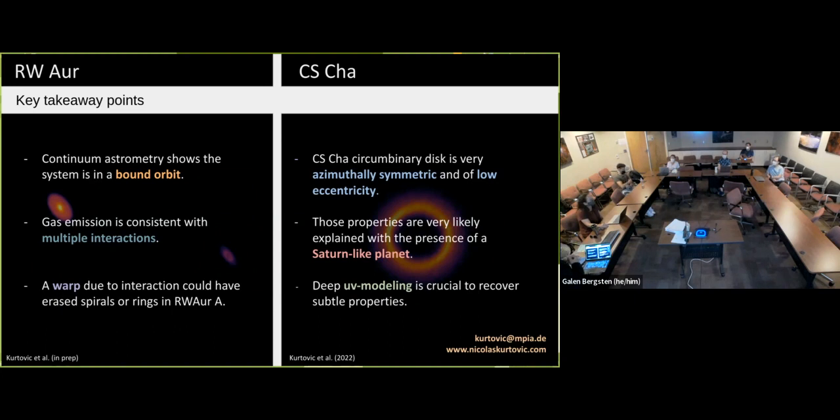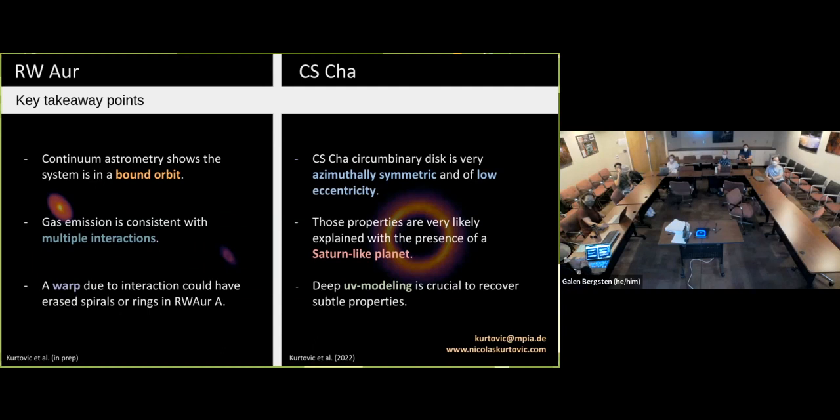Okay. And the other part of the question was, when you place RW Aurigae into context with single stars, for instance, do you see a difference in the ratio between the gas size and the dust size? In other words, is there evidence that the gas disk has been truncated?